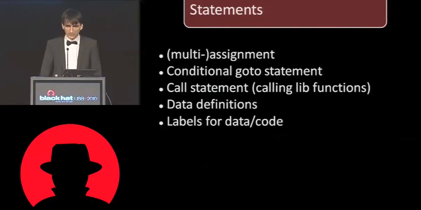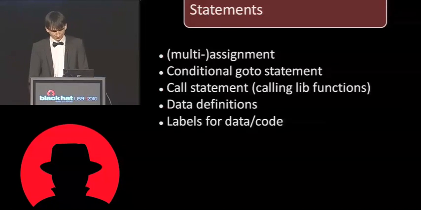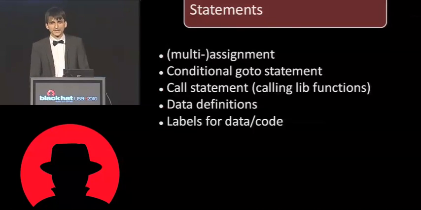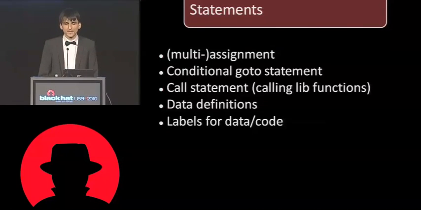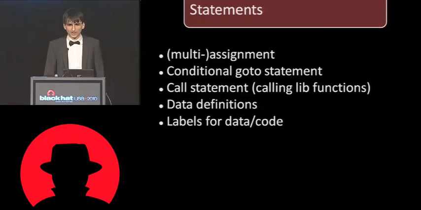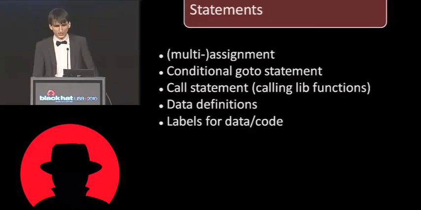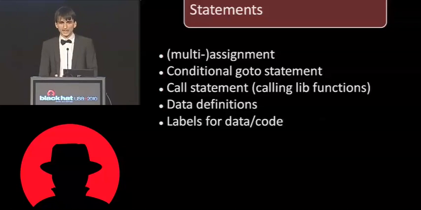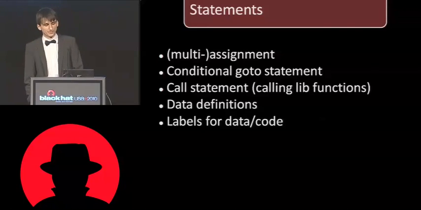Then we have a conditional go-to statement, which you will need if you want to have loops. And this conditional go-to statement is very simple. It's a go-to if non-zero. So what you pass it is basically a register or a memory location that, if it is non-zero, will trigger a jump to a label. And the other thing that we have is a call statement for interfacing with native library functions.